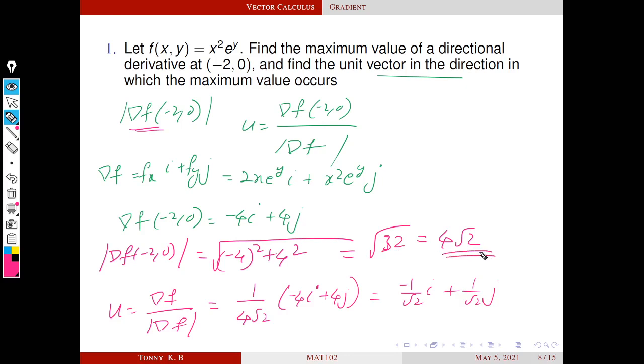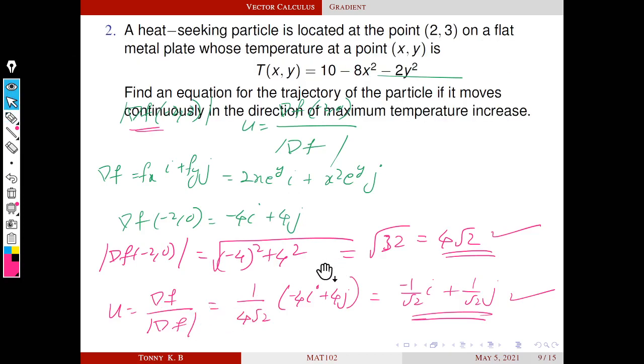Then which direction? We have to find the unit vector in that direction. This is the vector, but this is not unit because its norm is 4 root 2. If it is unit, then its norm should be 1. Since it is not 1, we have to find the unit vector by dividing by its modulus. Here the modulus is 4 root 2. So 1 by 4 root 2 into del f, where del f is this one at that point. By simplification, we get the unit vector. So this is the unit vector and this is the maximum rate of change. That's it.